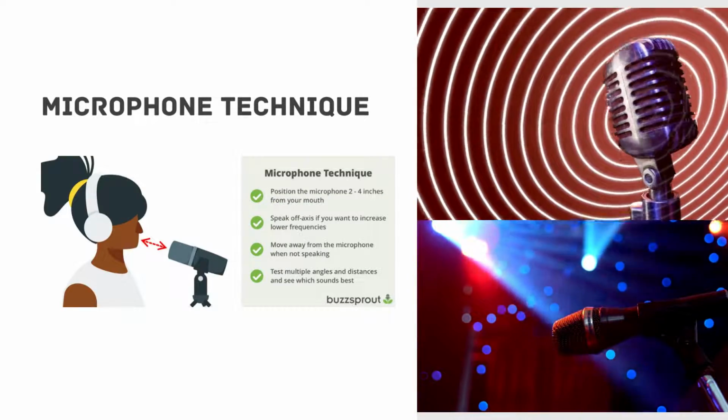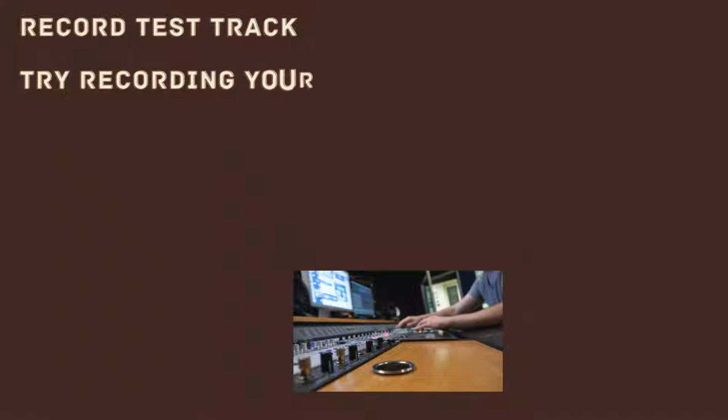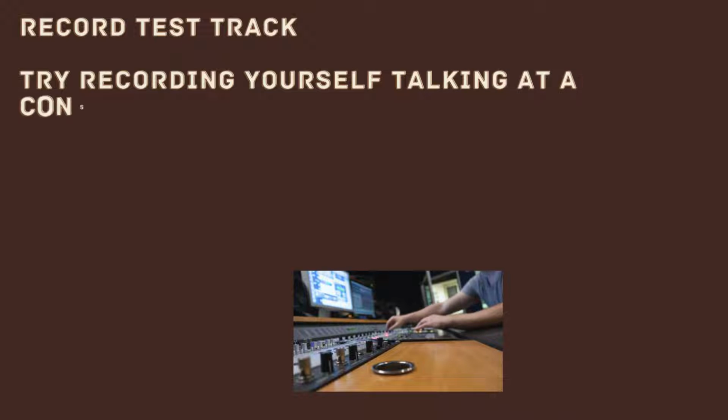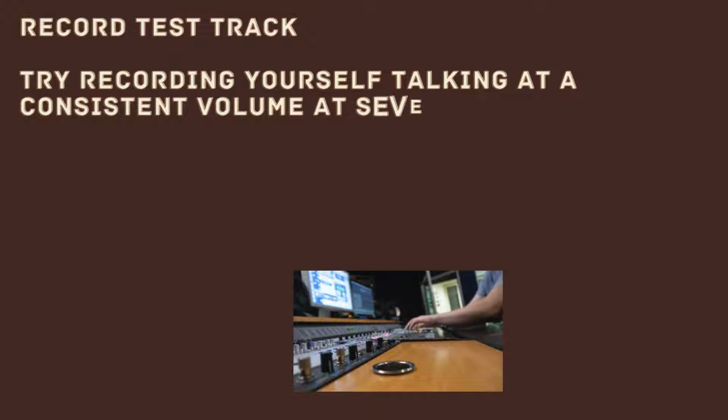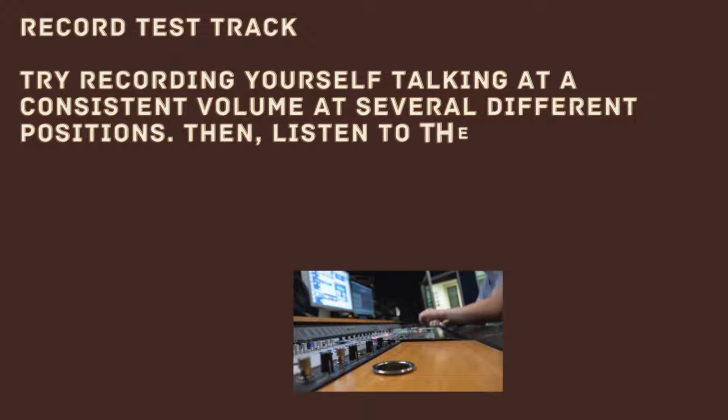Record test track. Try recording yourself talking at a consistent volume at several different positions. Then, listen to the recording to see which position gave you the best audio quality. Don't worry about mistakes, stammers, or silence. You can make your edits in the next step.